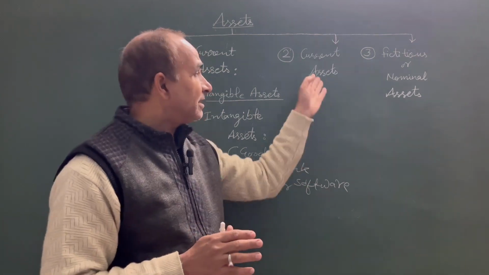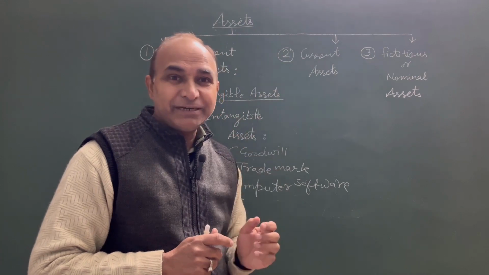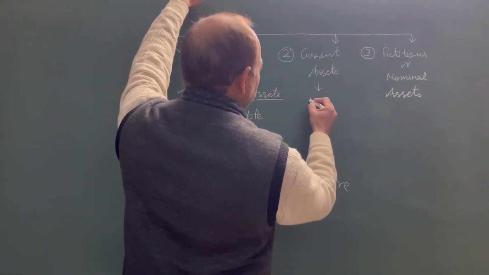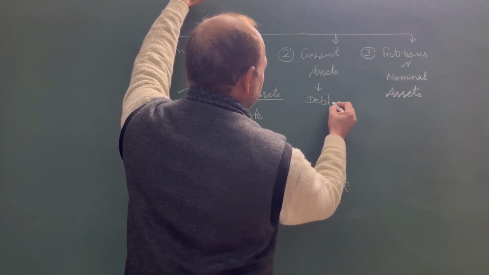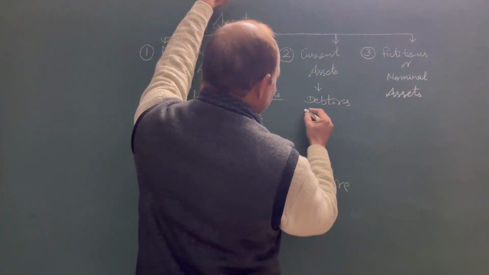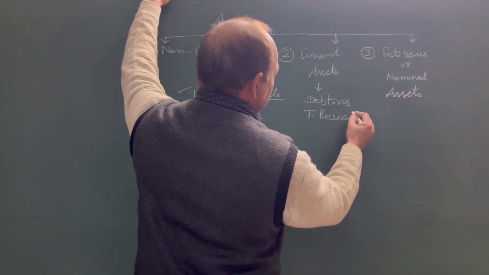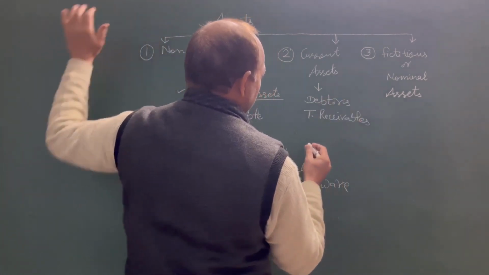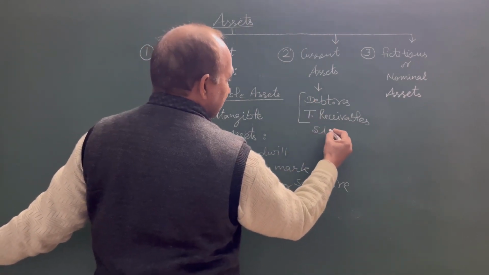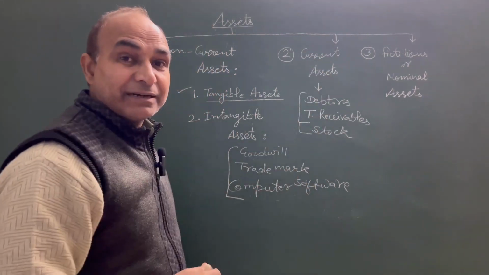With the help of these current assets, we can easily make payments of our current liabilities. Some examples of current assets: debtors, the persons to whom goods are sold on credit; trade receivables; and one more example, stock. These are examples of current assets.